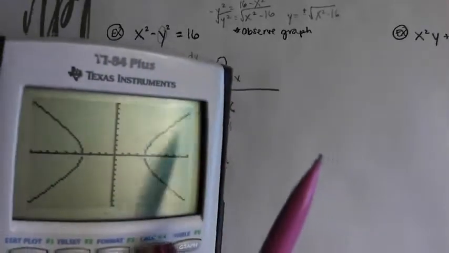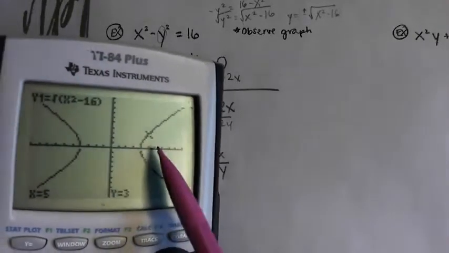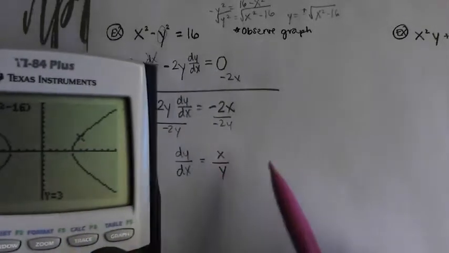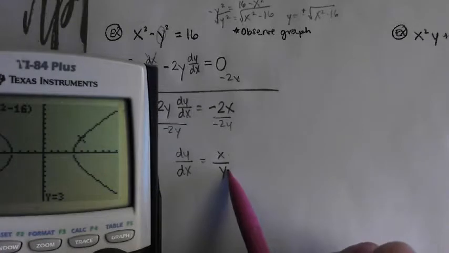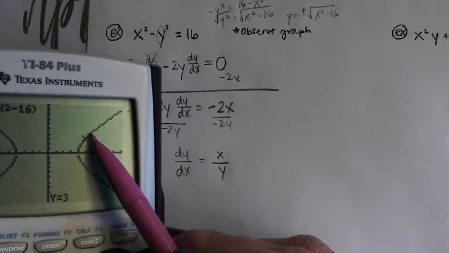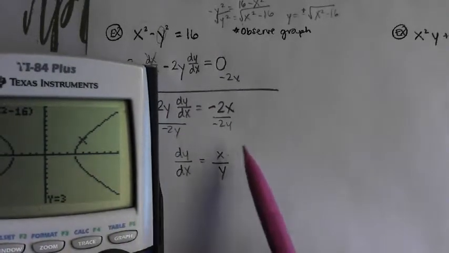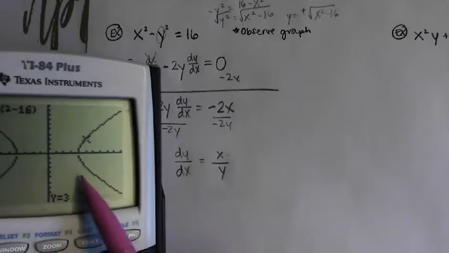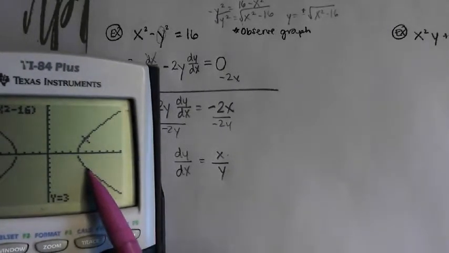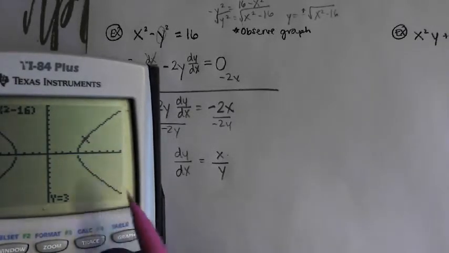So let me first see what happens if I find the value at 5. Okay, there's a point at (5, 3). If I want the slope at (5, 3), I have to plug in 5 for x and 3 for y, and I find out that the slope is 5/3 there. Yes? If I wanted it at (5, -3), I would have to plug in that point, (5, -3), and what's the difference in the slope down here? If I plug in (5, -3), I'm going to get -5/3, which you can see. This is a positive slope. This is a negative slope.